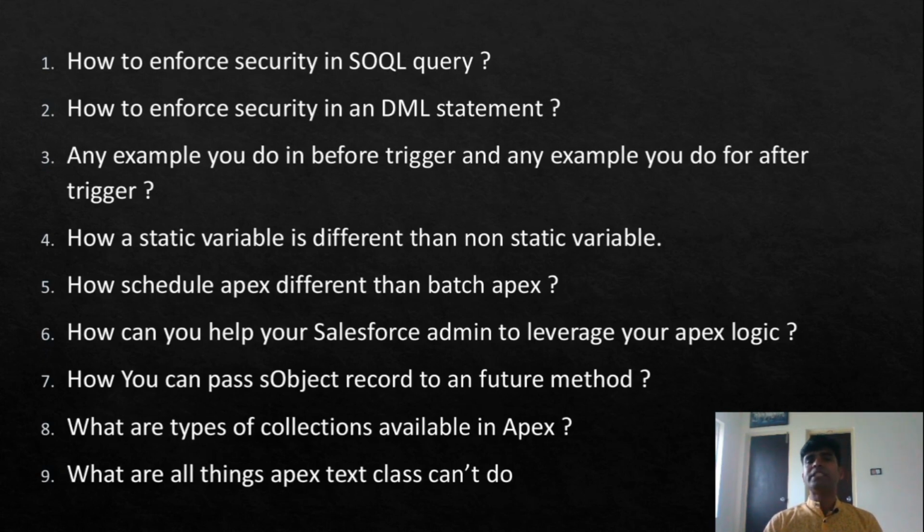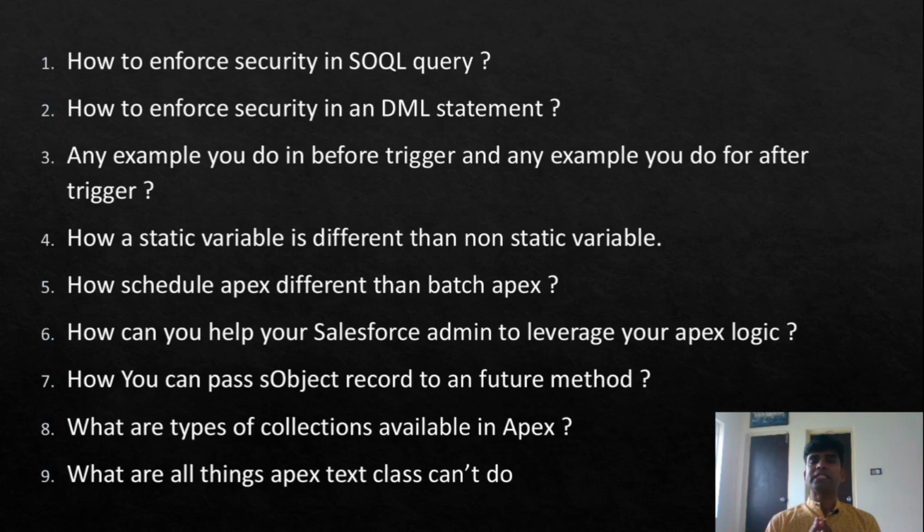How is a static variable different from a non-static variable? A static variable in Apex is a stateful variable. That means it retains its value throughout the transaction. Most of the time we use a static variable to break recursion. A non-static variable does not; it is within the scope of the block. It is not retained throughout the transaction. So that is how we differentiate between static and non-static variables.